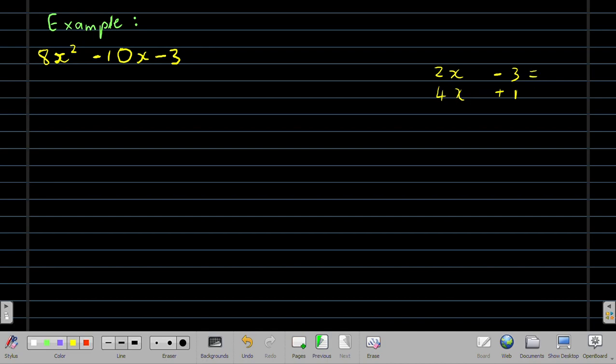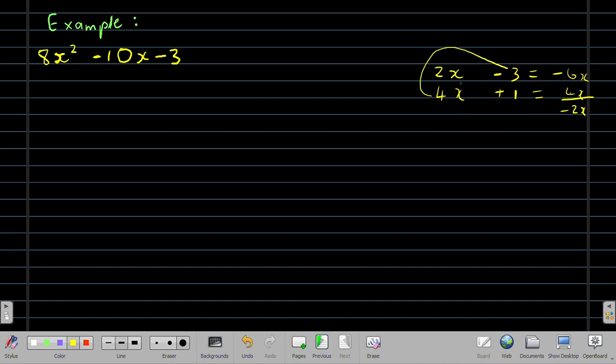Then here we have 2x times minus 3. That gives us negative 6x. And then we have 4x times 1, which gives us 4x, which gives us a negative 2x, which is not our term here in the middle, so that does not work. Let's try switching it around.